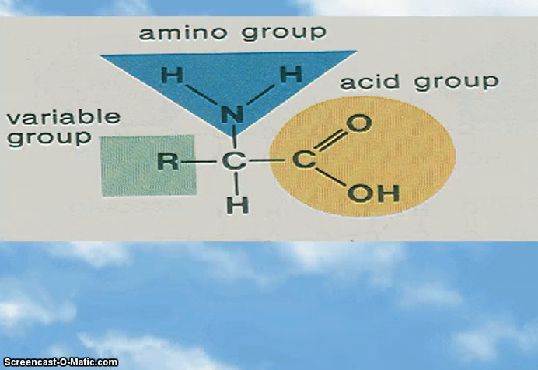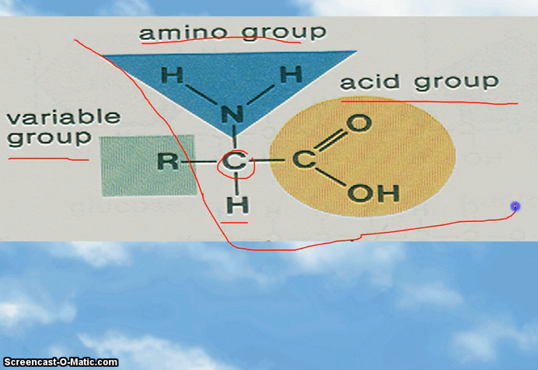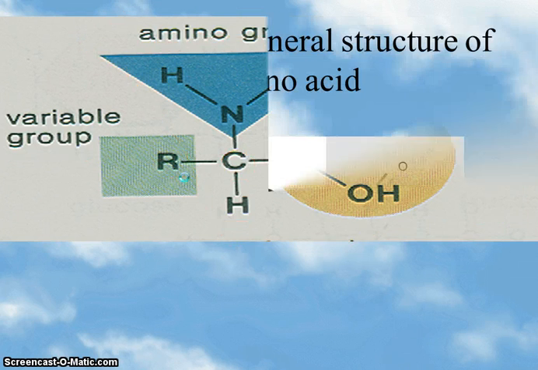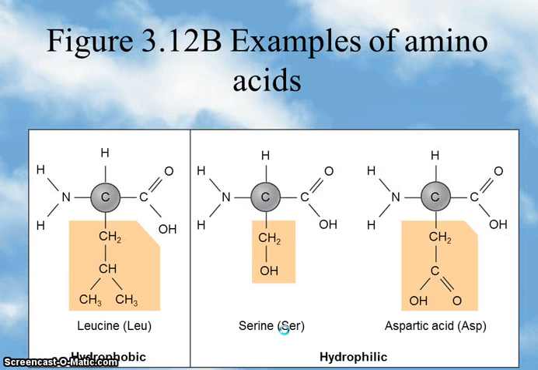So, amino acids. An amino acid has a central carbon. It is bonded to an amino group, a carboxyl group, a lone hydrogen, and the R group, or the variable group. So all amino acids have this in common. What changes is the R. Okay, so again, a central carbon bonded to a hydrogen, an amino group, a carboxyl group with the R group.